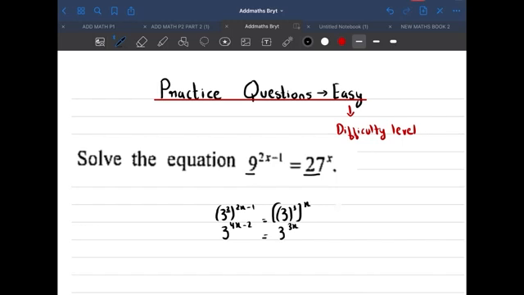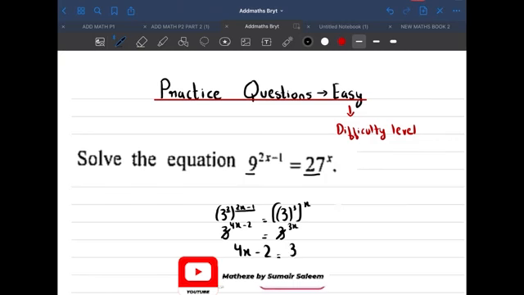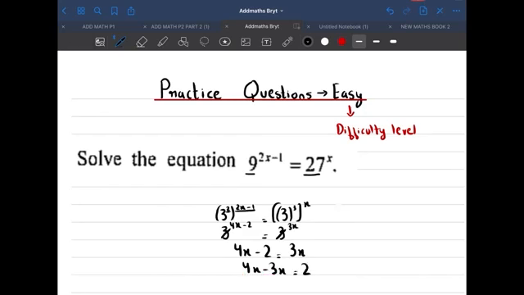How did I multiply this? Based on rule 5. Rule 5 says what? A power x, power y becomes what? A power xy. Can you recall? Now, if you notice, both the bases are same. You can cancel this. So it's going to become 4x minus 2 is equal to 3x. Now let's solve this further. 4x minus 3x is equal to 2. And the answer of x is what? Did you get till this point?